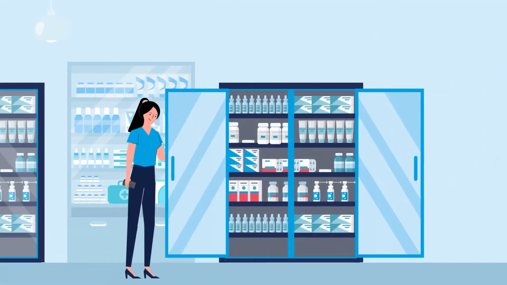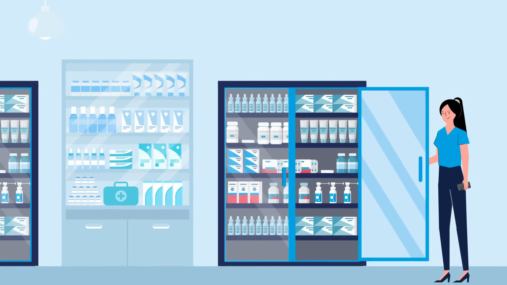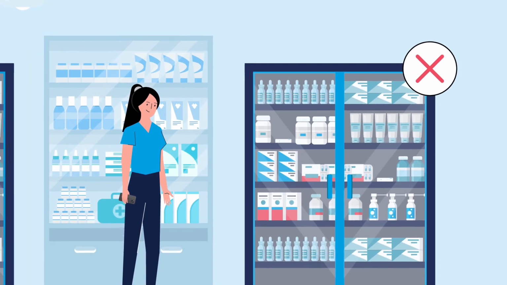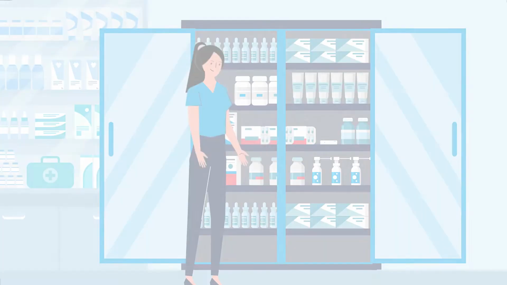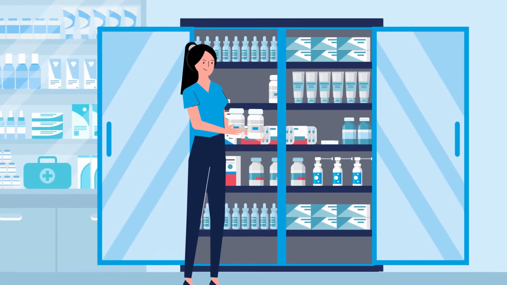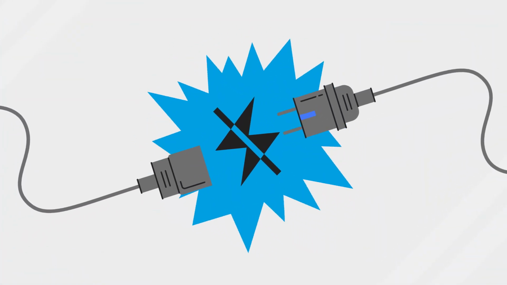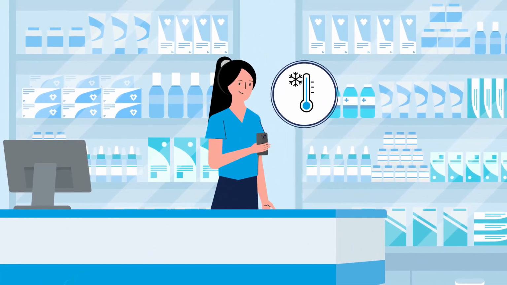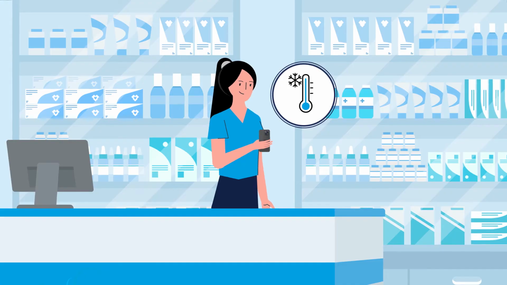Fridge door left ajar? When the temperature rises, RemoteM will tell you. Appliance failure? RemoteM keeps you in the picture. Power cut out of hours? You'll know about it, and also how long stock has been outside the recommended temperature limits.